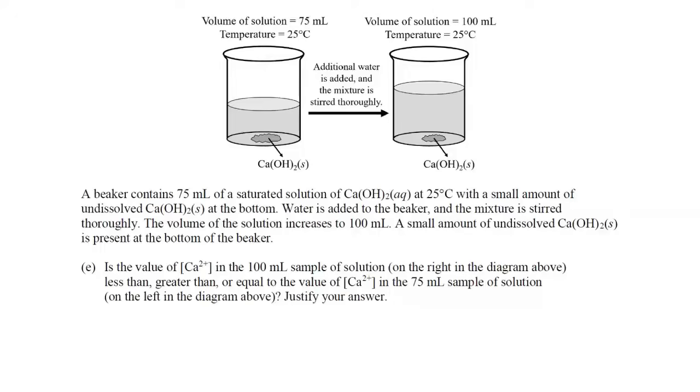Water is added to the beaker, and the mixture is stirred thoroughly. The volume of the solution increases to 100 milliliters. A small amount of undissolved solid calcium hydroxide is present at the bottom of the beaker. So part E says, is the value for the concentration of calcium 2+ ions in the 100 milliliter sample, which is on the right, less than, greater than, or equal to the value for the concentration of calcium ions in the 75 milliliter sample of solution, which is on the left.